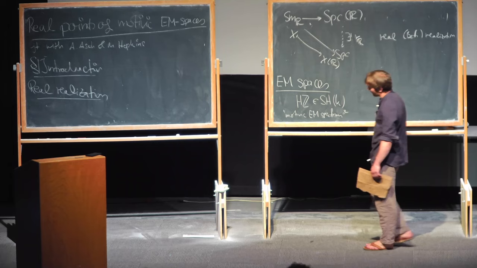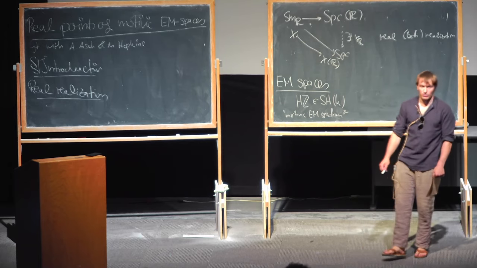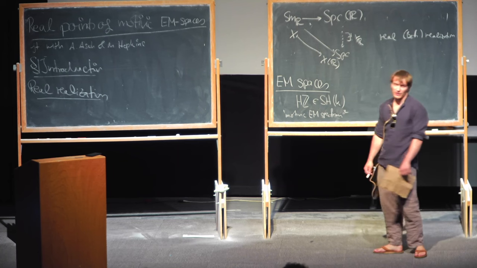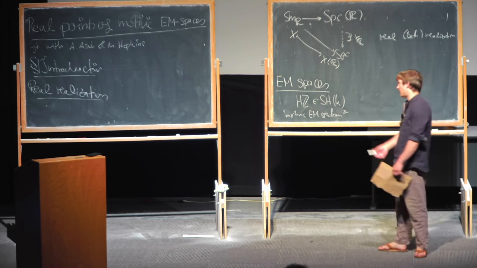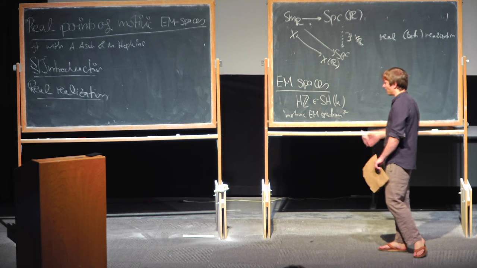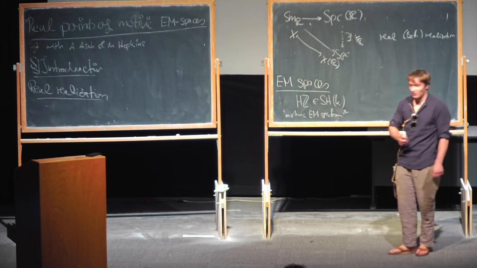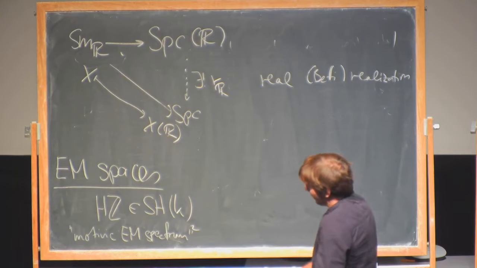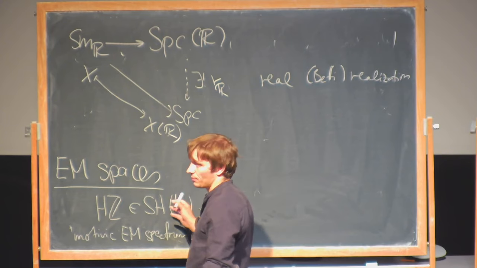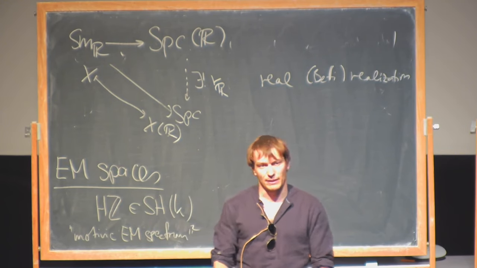OK, there are various ways to characterize it. You might say that it represents higher Chow groups, or you might say it's a zero slice of the sphere spectrum, or some nonsense like that. But I'll tell you at any point, if I use something about this, I'll tell you what you need to know. And the spaces which make up this spectrum, this is what's called the motivic Eilenberg-MacLane spaces.